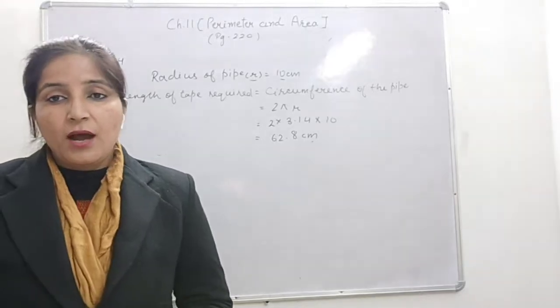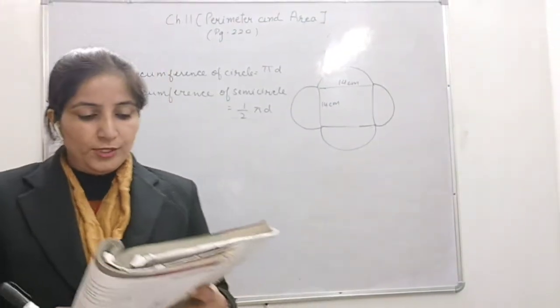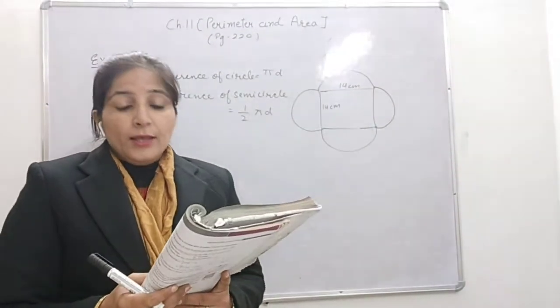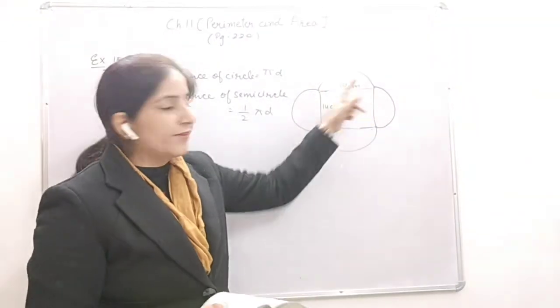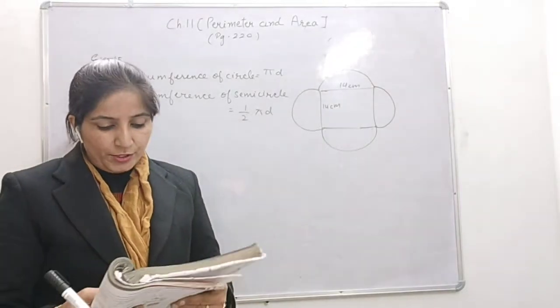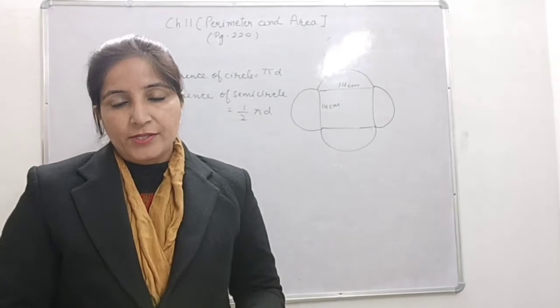Okay, this is the answer. Now question number 15, students. Example number 15 on page number 220. In this, a shape is given like this. This length is given as 14 centimeter and this is also given as 14 centimeter. The question asked is, find the perimeter of the given shape.